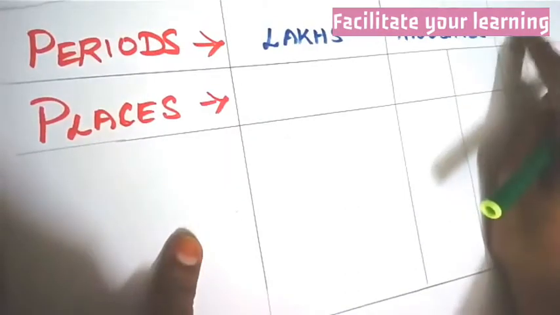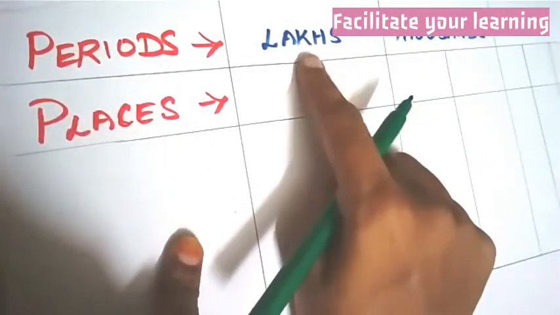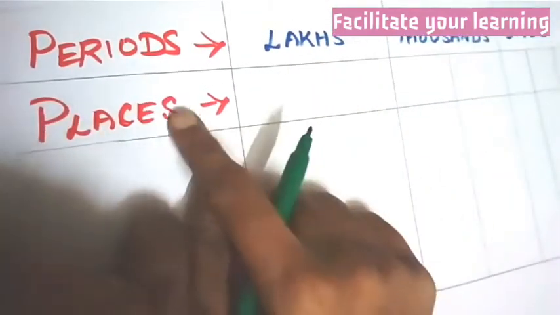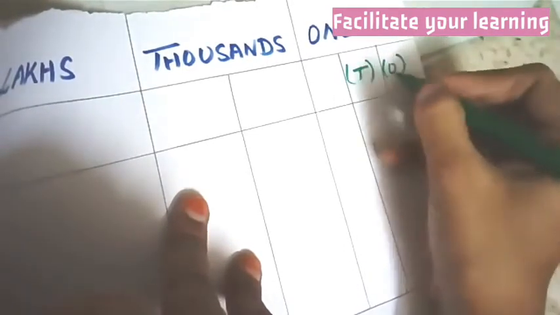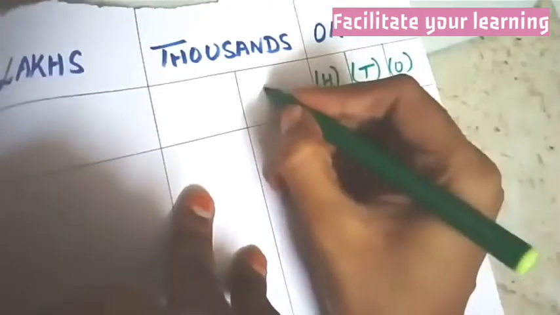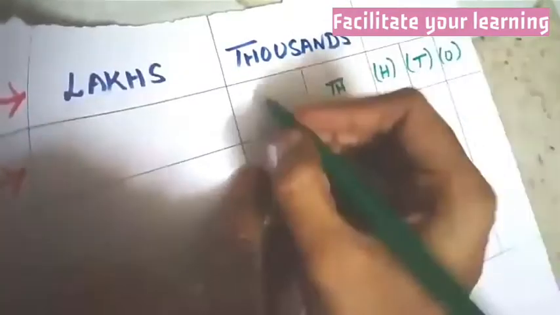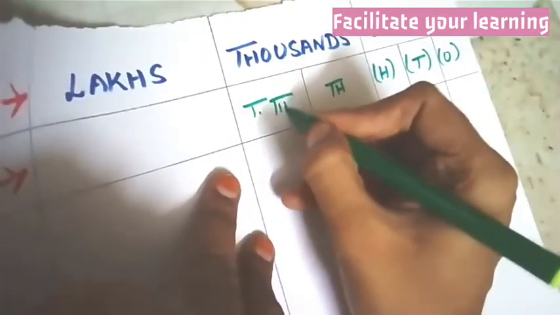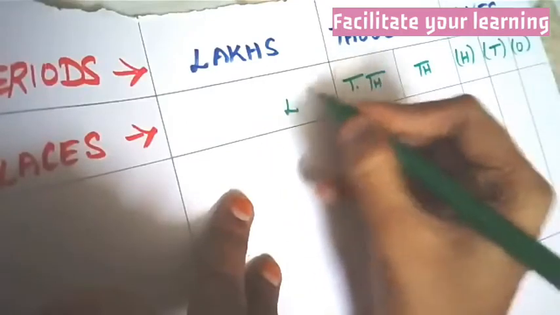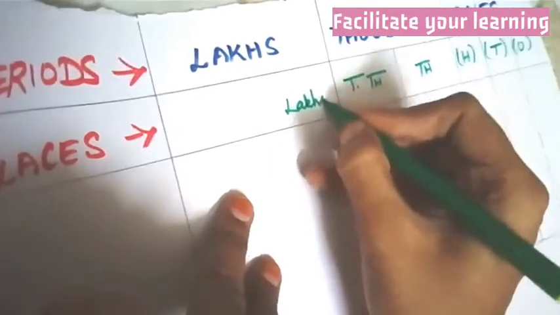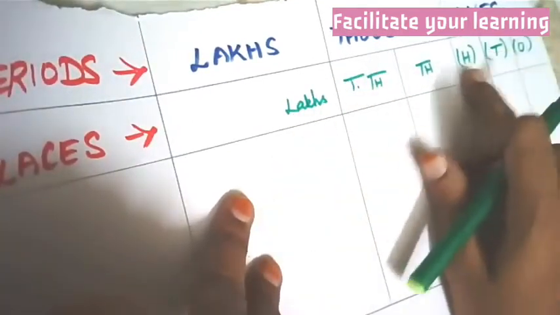Smallest 6 digit number is 1 lakh. Now let us see how to write 1 lakh in a place value chart. Place value chart is ready with 3 periods: ones, thousands and lakhs. Lakh is the new period which you are learning in the 6 digit number. And I am writing down the place values. The new place value is lakh.